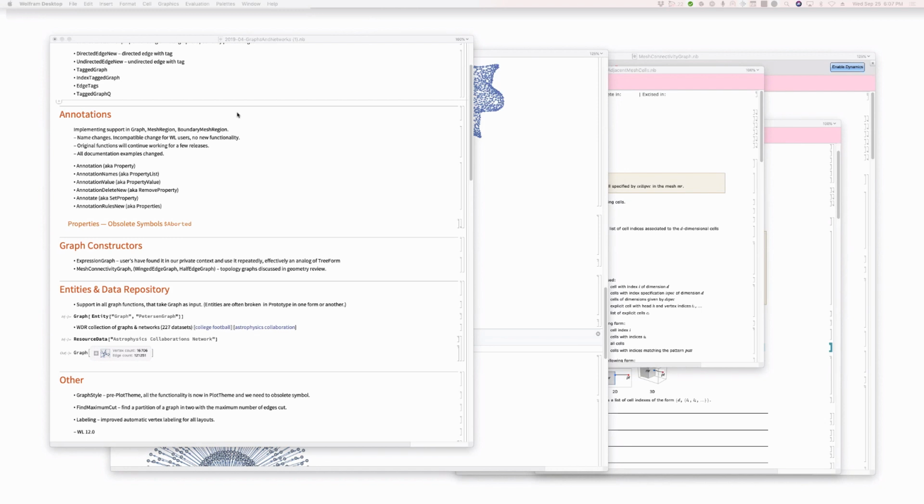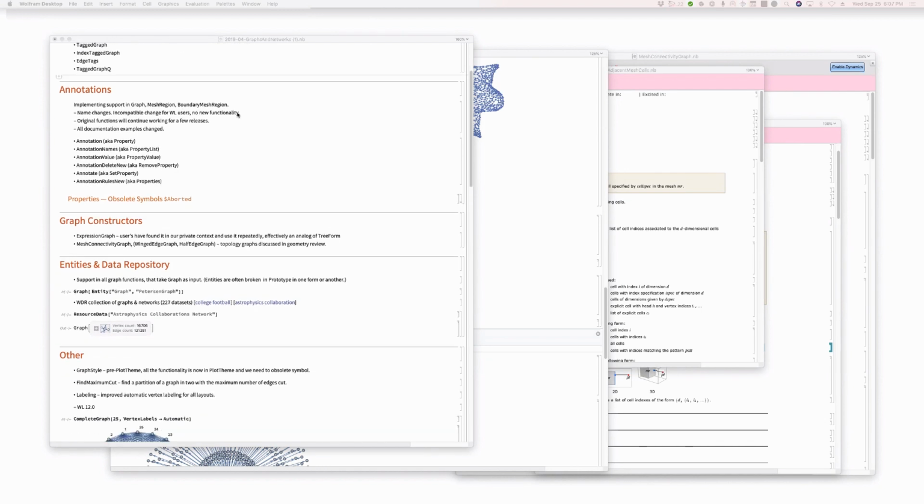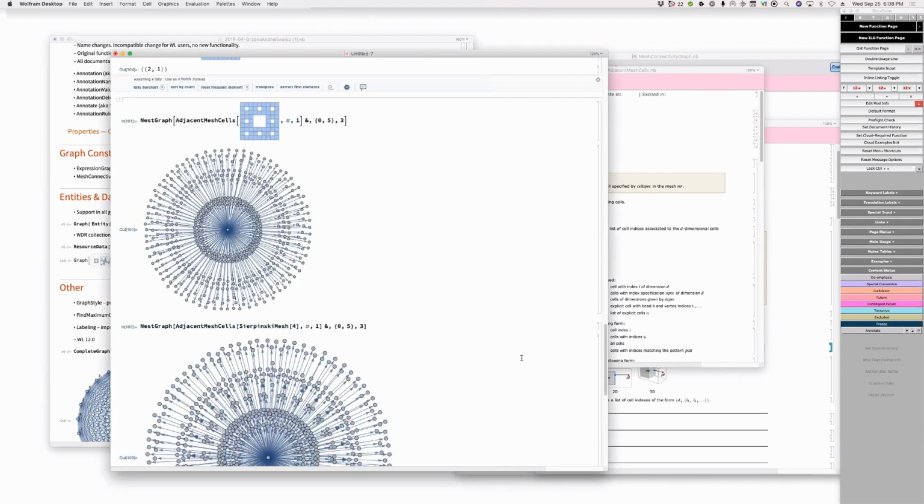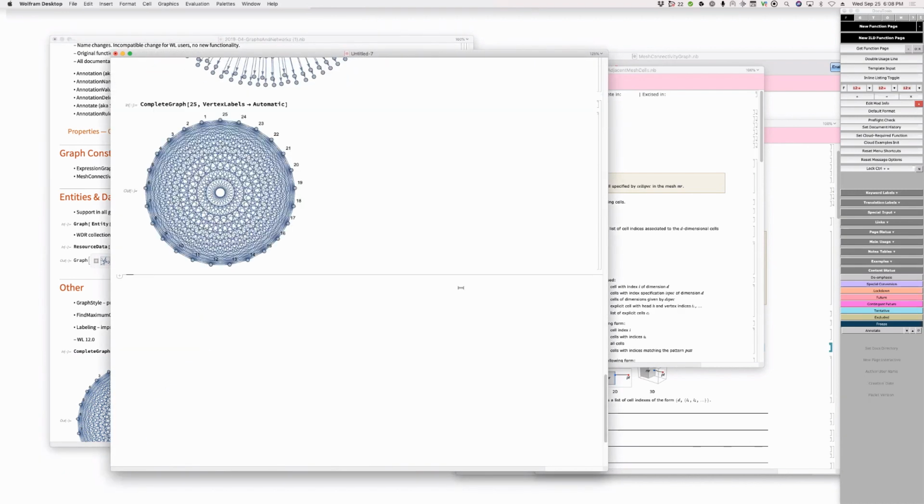Okay. Well, we're pretty close here. I think we've probably got a little bit more stuff to look at, but we're pretty close. We didn't look at find maximum cut or any of that stuff. That's right. But what happened to vertex labeling? We went through it, it was an intern project, and we've optimized the label placement for all of the layouts.